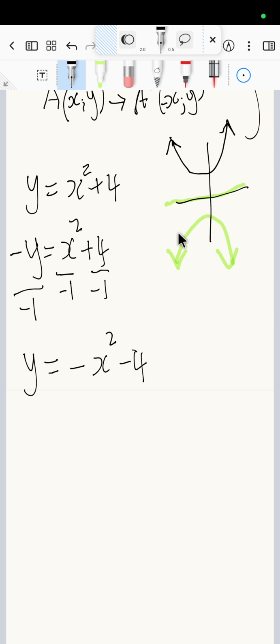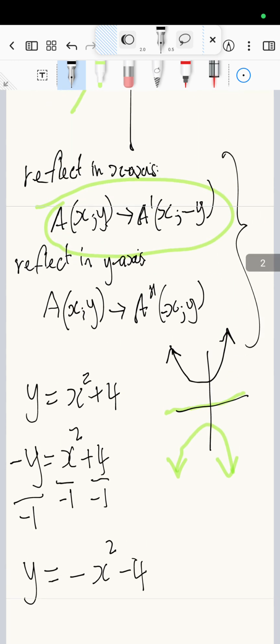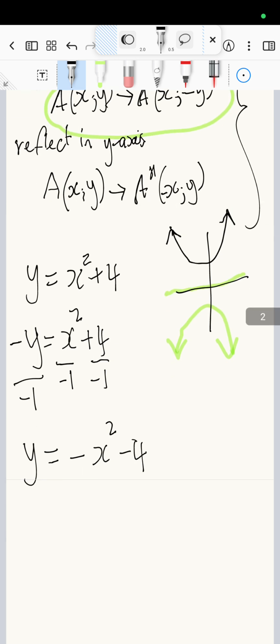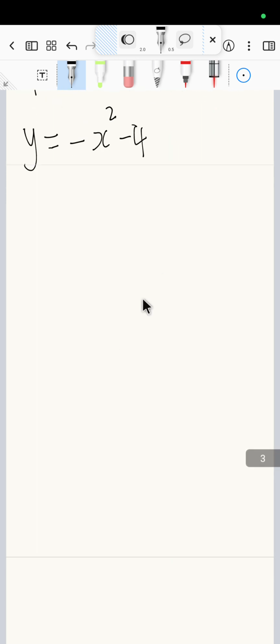What did we just do? We said if I reflect in x-axis, x stays the same. So we went to this equation, we kept x the same. Y becomes negative. So we went to this equation and we made y negative. That's how we reflected in our x-axis. Similarly, how do we do the reflection in the y-axis? Let's get a new function up here, a new picture.